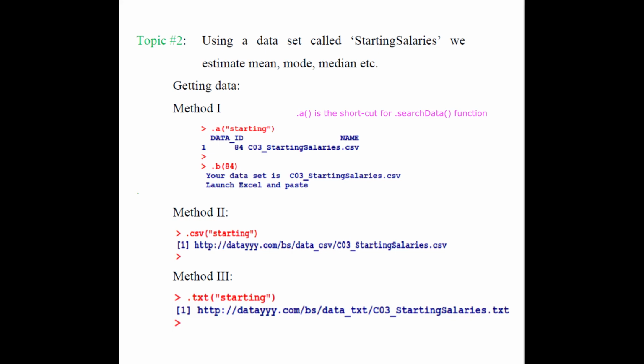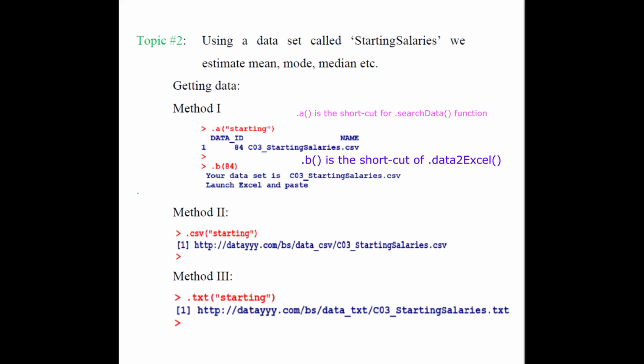Topic number 2. Using a dataset called starting salary, we estimate mean, mode, median, etc. To get the data, we have 2 methods. If you are taking my course right now, and you are using Windows or PC, then you can use method number 1. For method number 1, the first step, we find the data ID. You type dot search data starting, and you will find the data ID is 84. Then you type dot data to Excel. You enter 84 as input variables. According to the note, then you launch Excel and paste it.